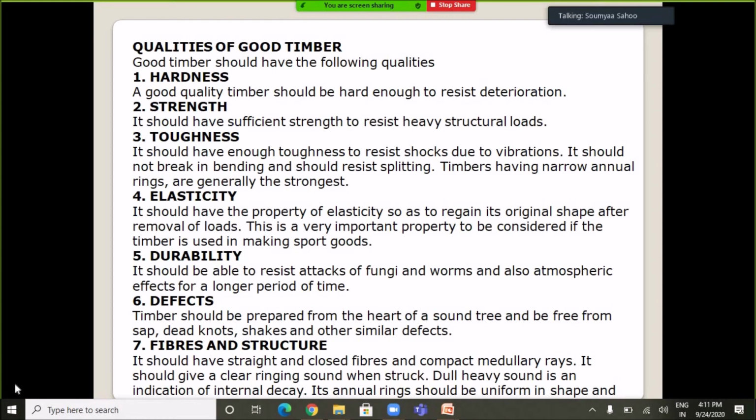Next one is defects. Timber should be prepared from the heart of a sound tree and it should be free from sap, dead knots, shakes and other similar defects. Next quality is fibers and structure. The timber should have straight and closed fibers and compact medullary rays. It should give a clear ringing sound when struck. Dull, heavy sound is an indication of internal decay. Its annual rings should be uniform in shape and size.